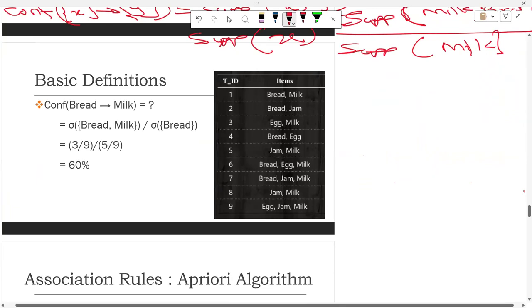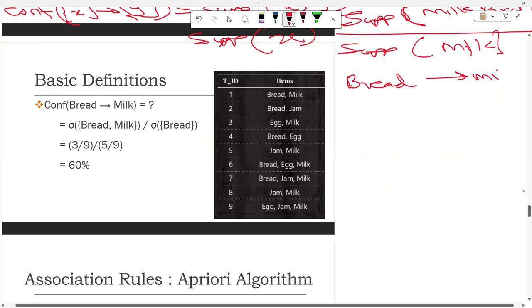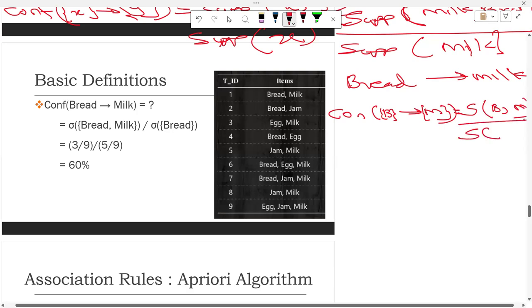Now there is an association rule: bread implies milk. I need to find the confidence of bread implies milk. Tell me the equation. What is the equation? Support of bread and milk together divided by support of bread.